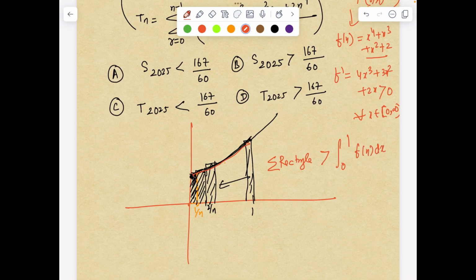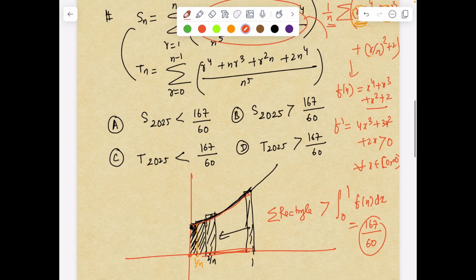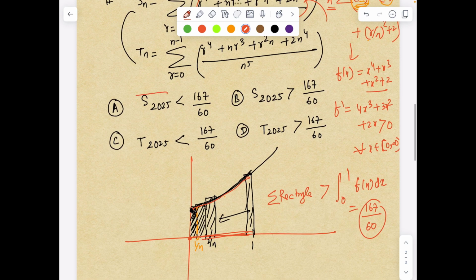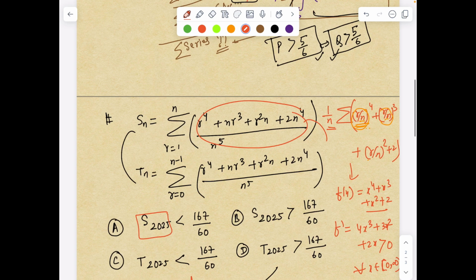Right. And clearly the integral from 0 to 1 of f of x dx is 167 by 60. So we have 167 by 60, right? Now since it is true for all n, it must be true for n equal to 2025 too, because if the last term is 2025, let's say r is 2025, so we'll have 2025 by n.